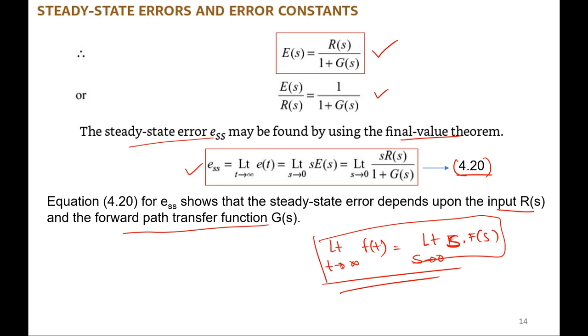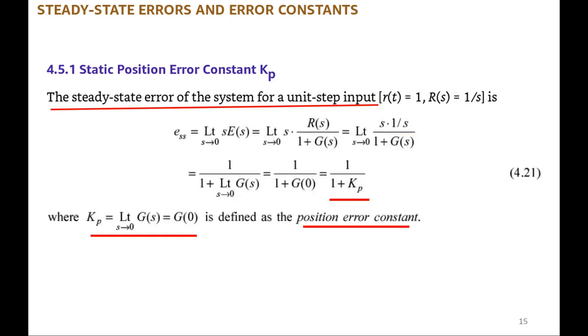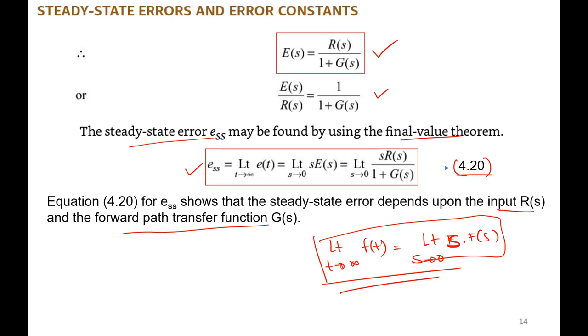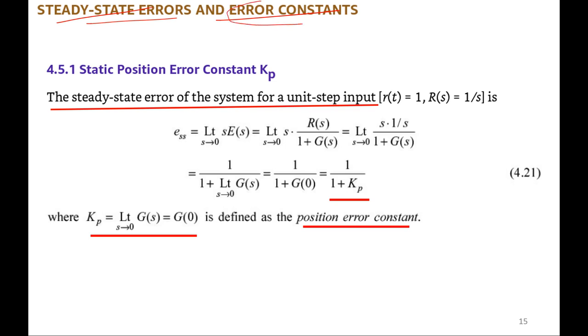Okay. I hope you came to know the steady state error depends on the input of the system and the forward part transfer function G of S. You should remember this. Okay. Then next we'll proceed with the steady state errors and error constants in detail. So steady state error depends on the type of the input of the system and the forward part transfer function. Then what are these error constants? We'll try to understand them now. There are three types of error constant: static position, static velocity, static acceleration. Kp, Kv, Ka. We'll see one by one.